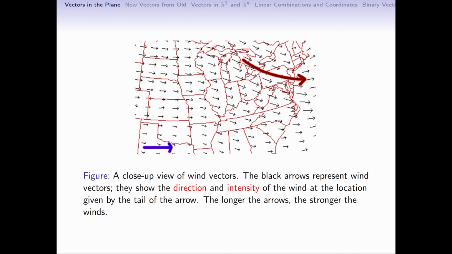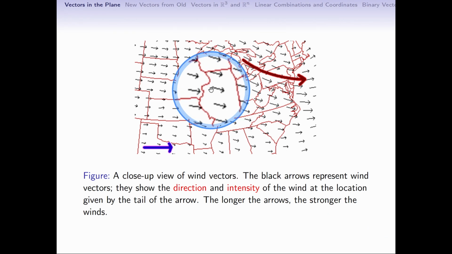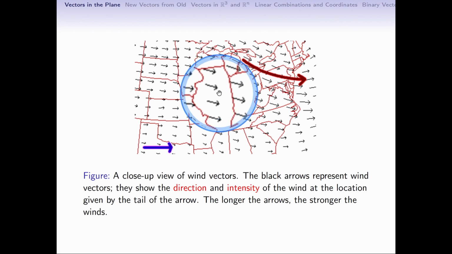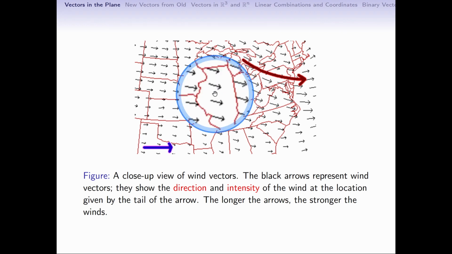Now, in building a mathematical model for vectors, we can take a cue from this picture. What is it that we need to do in order to specify one of these arrows? Well, we have to specify the tail of the arrow, and we also have to specify the head of the arrow or the tip of the arrow. So in other words, this arrow is being determined by 2 different points in the plane.